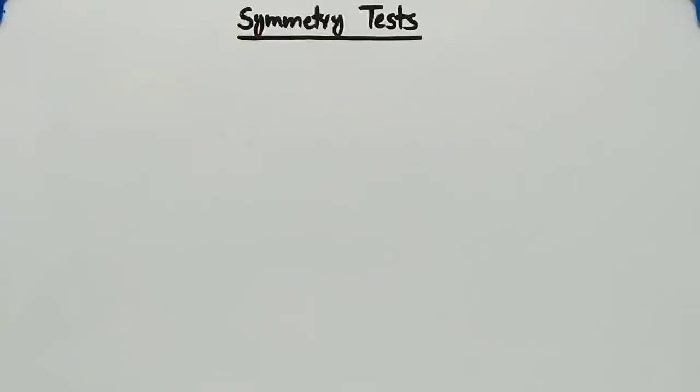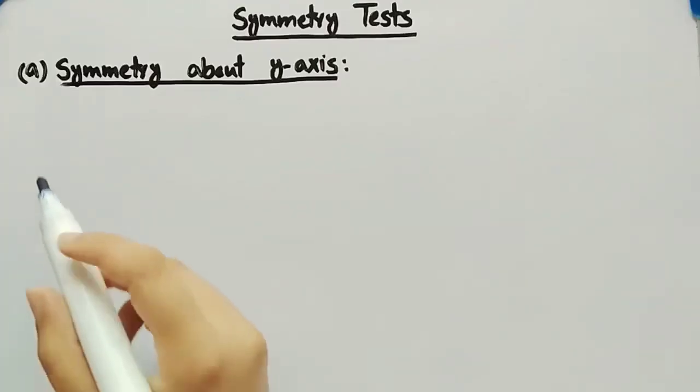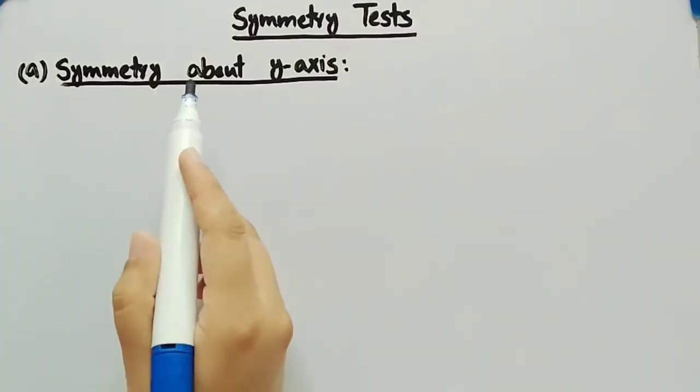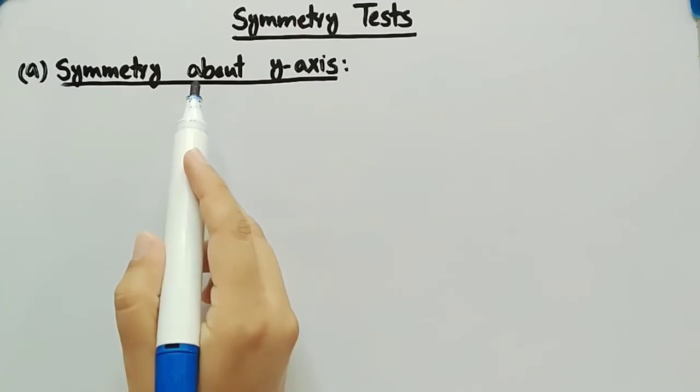In this video, we will learn about symmetry tests. By these tests, we determine whether a curve is symmetric about y-axis, x-axis or origin. Let's see the first symmetry test, in which we determine whether a curve is symmetric about y-axis or not.